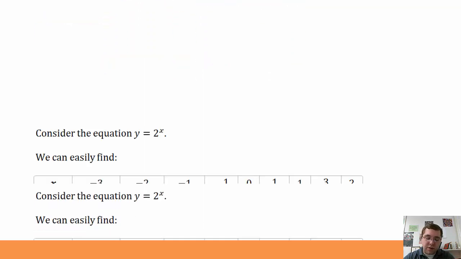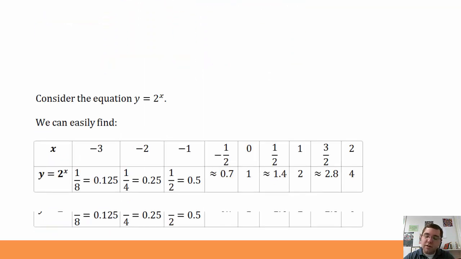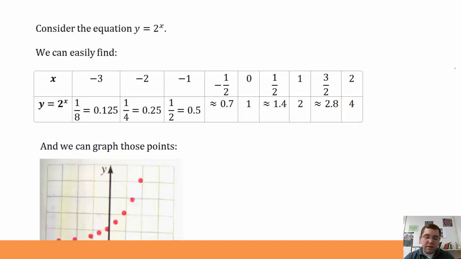Let's explore this further. Let's consider the equation y equals 2 to the x power. We can easily find several values of y for particular values of x. If I plug in negative 3 for x, for example, I have 2 to the negative 3rd power. That's 1 over 2 to the positive 3rd power. That's 1/8. That's 0.125. 2 to the negative 2 power is 1 over 2 squared, which is 1/4, which is 0.25. 2 to the negative 1 power is 1 over 2 to the first power, which is 1/2, and that's 0.5.